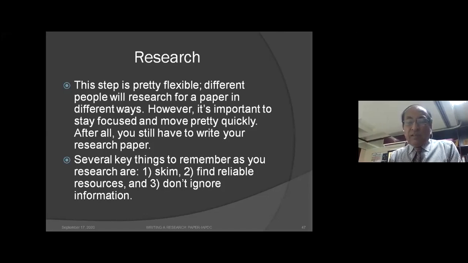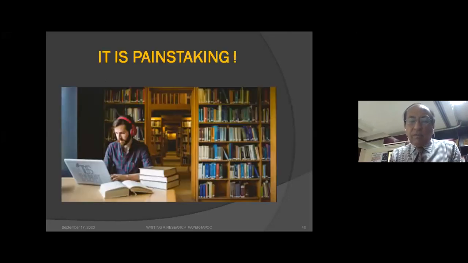So here you see a gentleman in a big library, online and physical library, and you can see headphones on his ear. So it is painstaking. It is an activity which requires effort, but it has its dividends. Of course, for engineers, this is very important too.